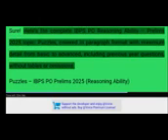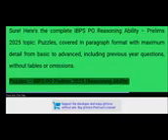Prelims 2025 topic. Puzzles, covered in paragraph format with maximum detail from basic to advanced, including previous year questions, without tables or omissions. Puzzles, IBPS FO prelims 2025 reasoning ability.